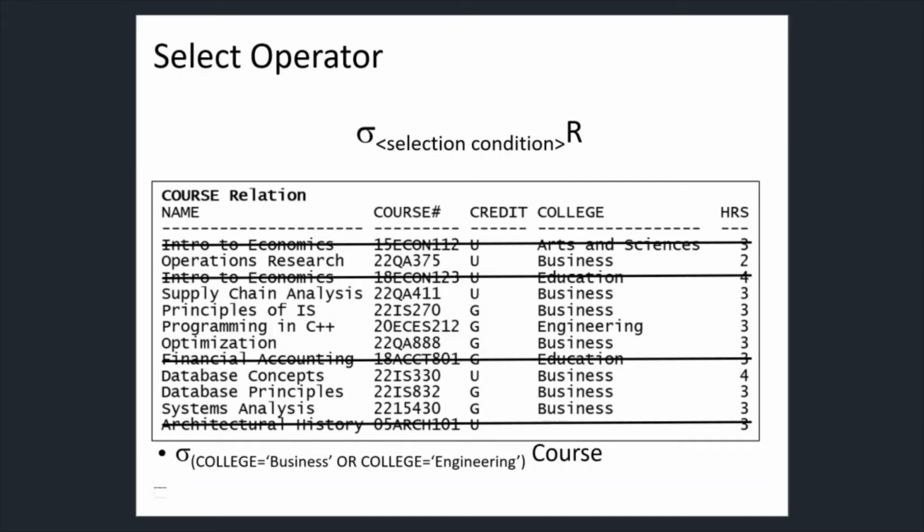Okay, so here we have the results of our select operation with our OR statement. And as I'm sure many of you expected, we eliminated the Intro to Economics course because it's in the Arts and Sciences College. In addition, we eliminated the Intro to Economics course that is in the Education College, as well as the Financial Accounting and Architectural History course. You may notice that Architectural History doesn't have a college at all, and therefore it also does not meet the requirement that the college must be business or engineering.